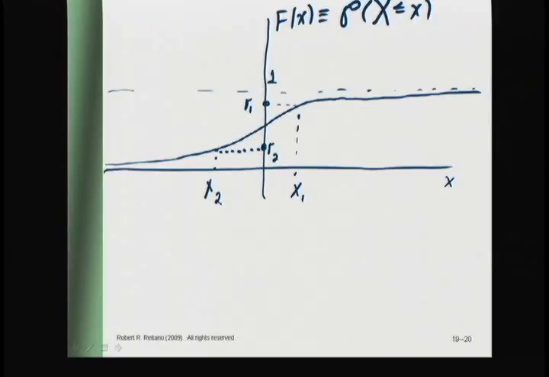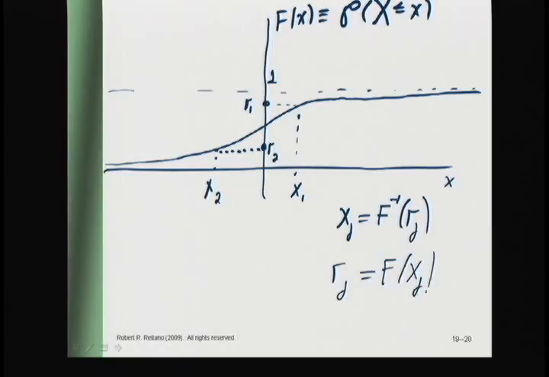And this is how this procedure works. Each x is the inverse of the associated r. Why? Because by definition, r is capital F of xj. In other words, basically you generate a variable between 0 and 1 and find out what value of the random variable produces that value in the distribution function. And it turns out that this procedure works in every probability function.